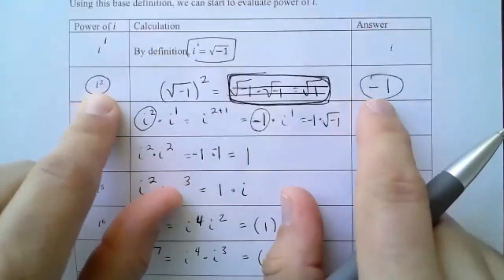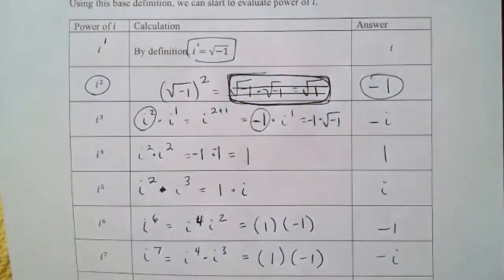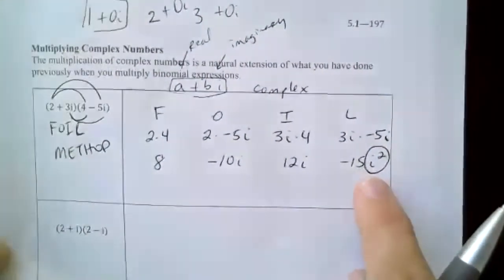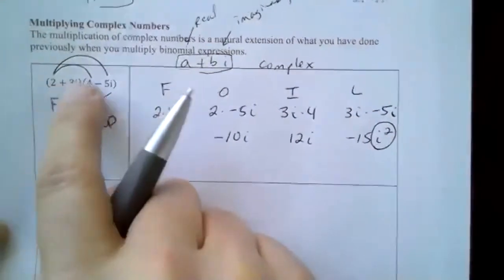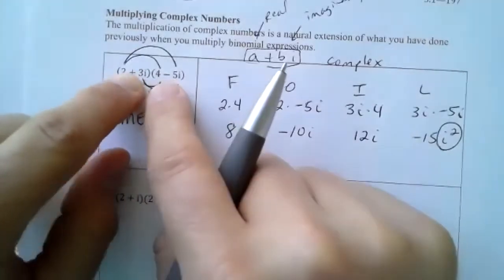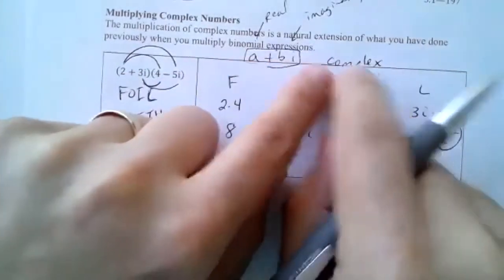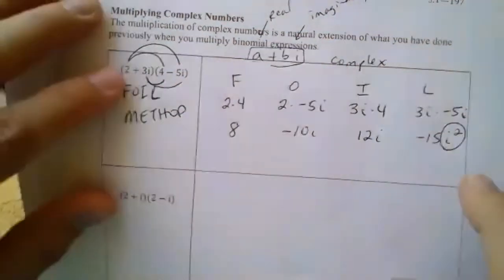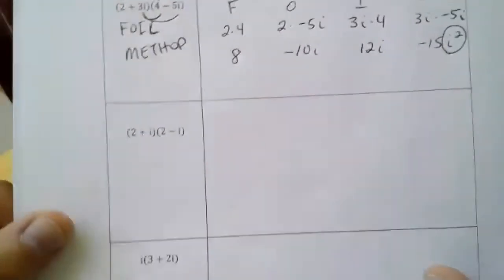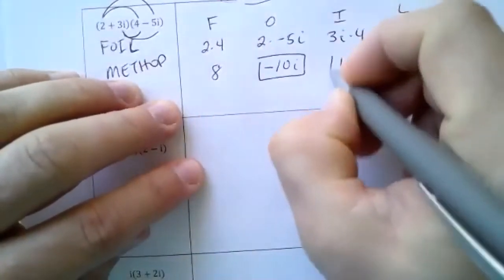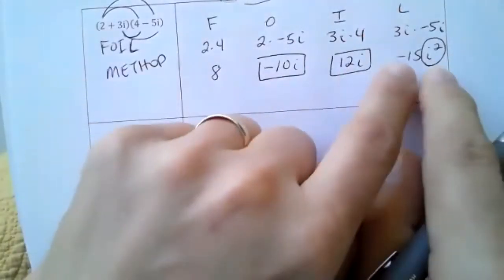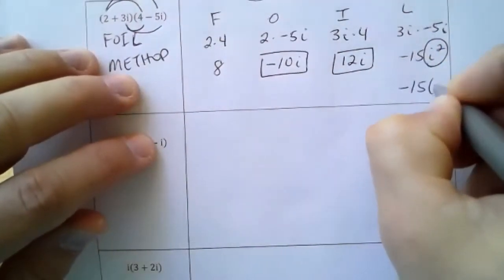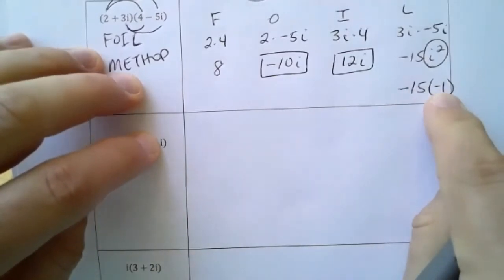So if you go back and look at your chart that we finished on Monday, i squared is equal to negative 1. And so if we go back to the page that we're on, page 5.1-197, we're doing the FOIL method on this. These are called binomials. Each binomial is actually the standard form of a complex number. So you've got a complex number here and a complex number here, and you multiply them together, and you get this, okay? So let's look and see what we can combine, okay? So we can combine the i's, and we can also deal with this i squared, which we just found out was negative 1. So you can go down here automatically and put negative 15 times negative 1 easily, okay?